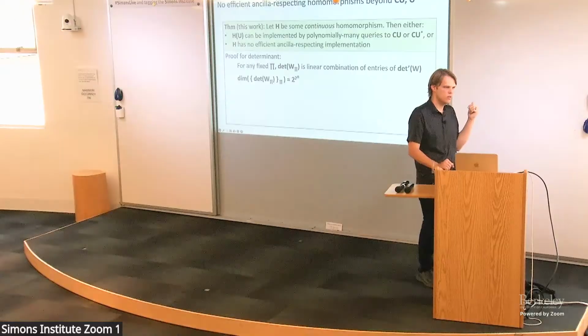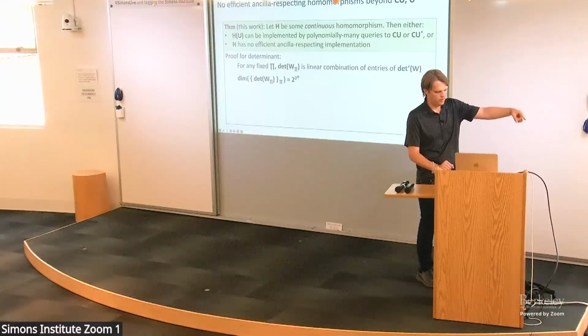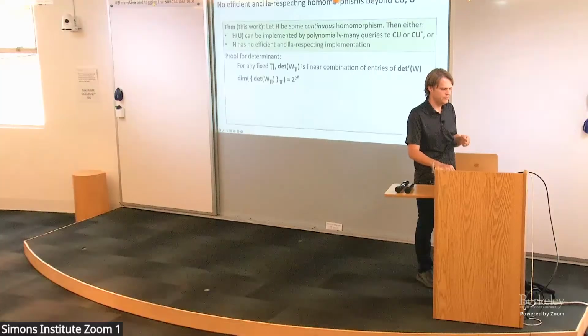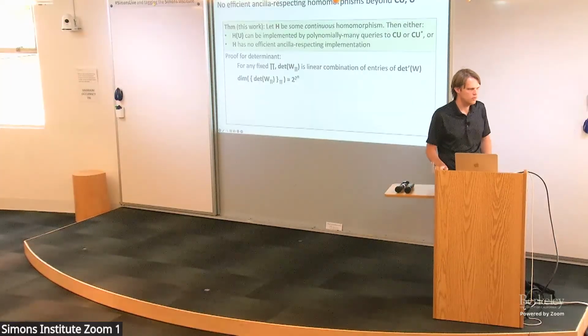So determinant is also an example of this. There's a highly antisymmetric subspace. You just apply U. It's exponentially big, and you just apply U component-wise to each entry of the subspace. And basically, that covers everything if you're restricted to continuous homomorphisms. Does that answer your question?